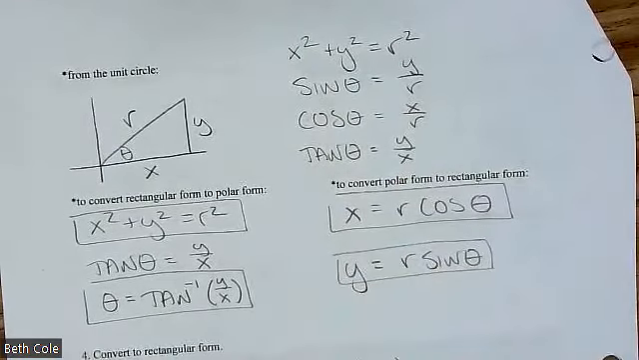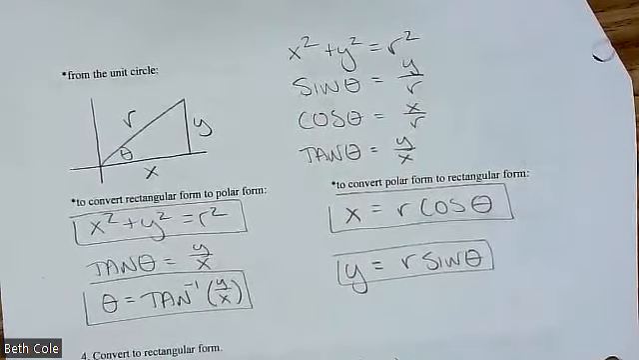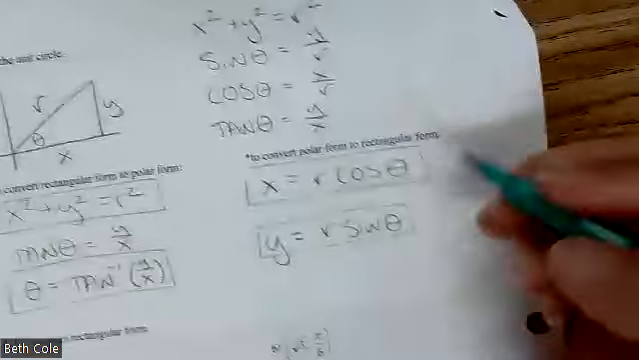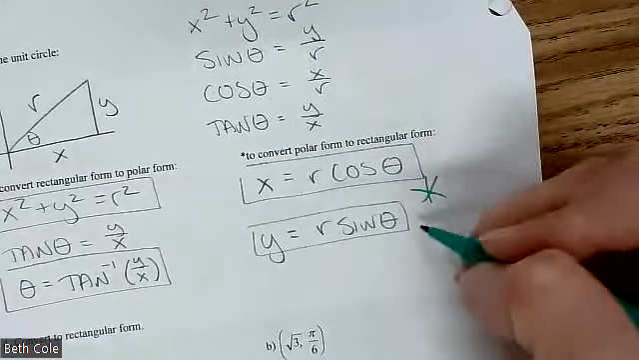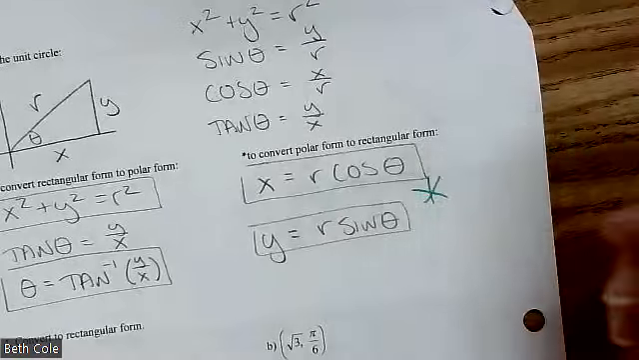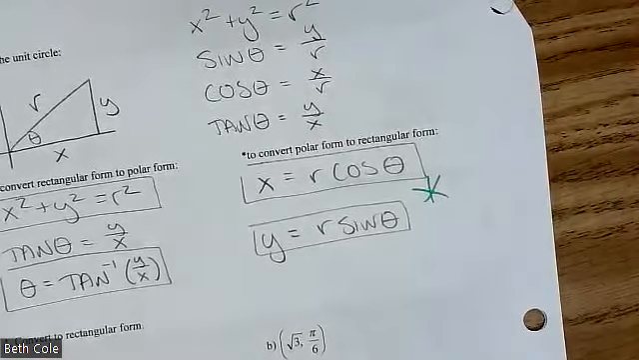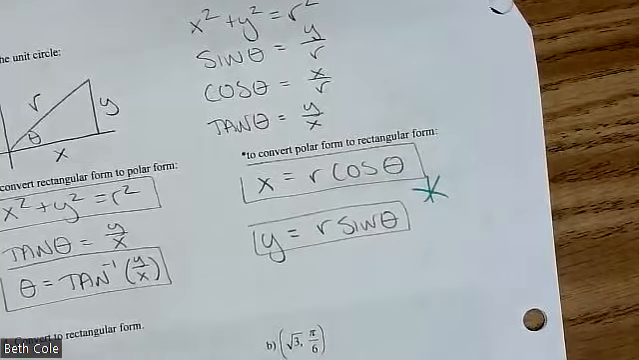With what we're going to do next time, if you don't remember anything else from today, remember this, those two. That's huge in this unit, and you got to have that down, okay? X equals r cosine theta, y equals r sine theta. So let's practice converting a few.